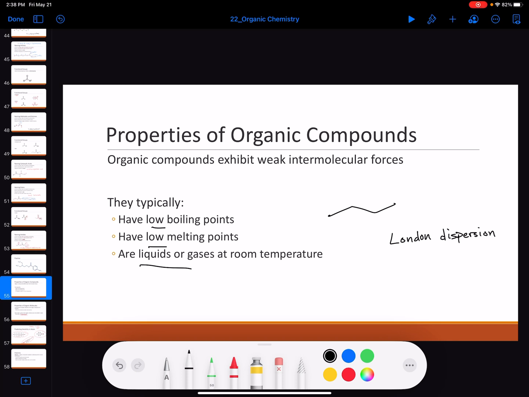Okay, so something like methane is natural gas, right? It's a gas at room temperature. Something like propane, right, or butane, liquids at room temperature, or gases, I guess, actually, or very volatile liquids. All right.